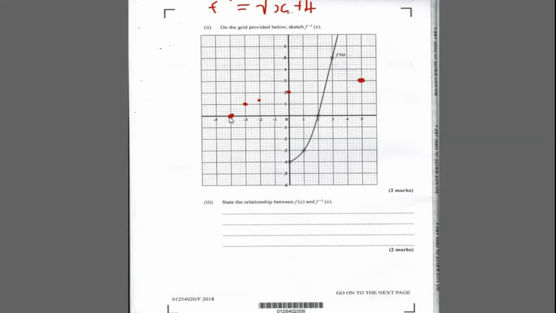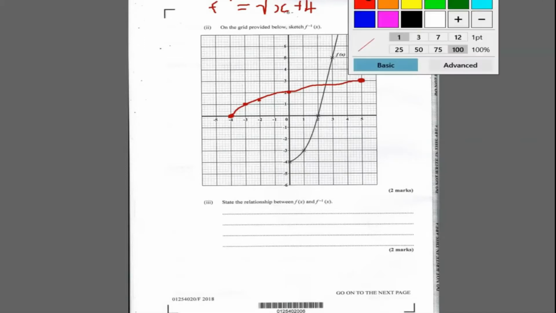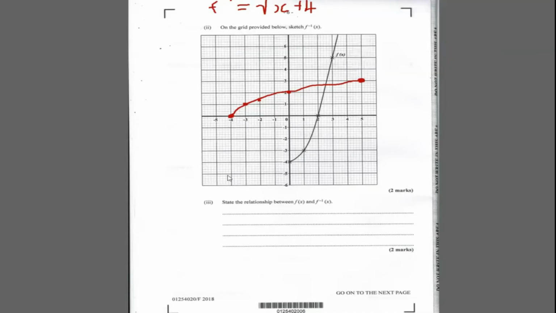All right, so if I sketch a graph, it looks something like this. That's how the inverse looks. Then it says to state the relationship between the inverse and f of x. Now the relationship is that they are a reflection in the line y equals x. So I'm just going to draw the line y equals x right here. This is the line y equals x. And as you can see, this is a reflection of this.